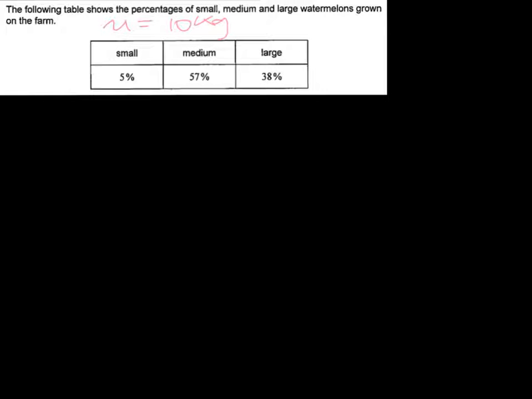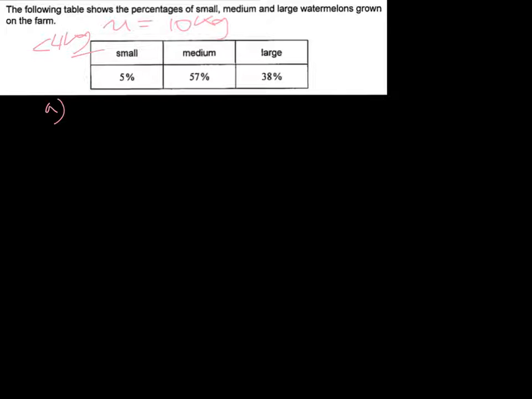Question 10 is testing our understanding of the normal distribution. We are given information on the masses of watermelons grown on a farm and told they are normally distributed with a mean of 10 kilograms. They're classified as small, medium or large, and a watermelon is small if its mass is less than 4 kilograms. 5% of the watermelons are classified as small, and in part A we are asked to find the standard deviation of the masses.